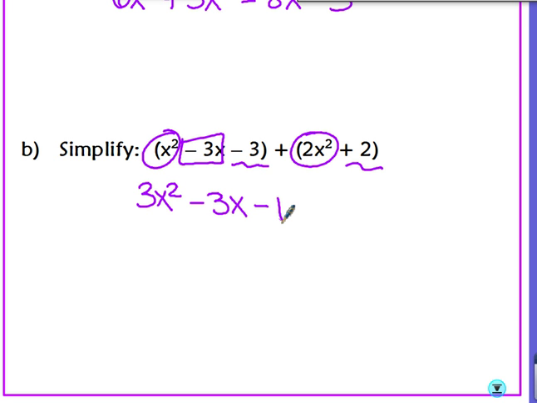When combining your x squared terms, you have 1x squared plus 2x squared, giving you 3x squared. When you combine your x's, the only x term that you have is negative 3x. For your constants, when you combine negative 3 and positive 2, you get negative 1. Your solution is 3x squared minus 3x minus 1.